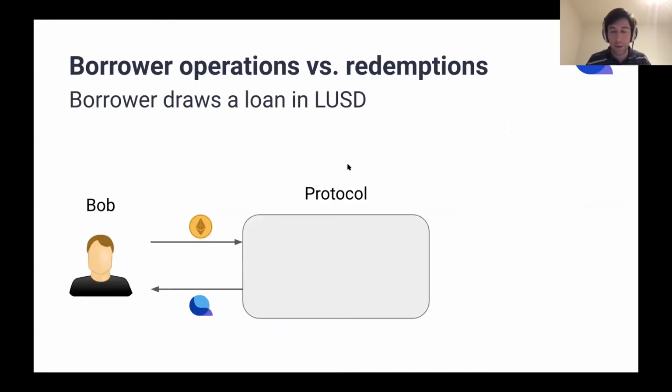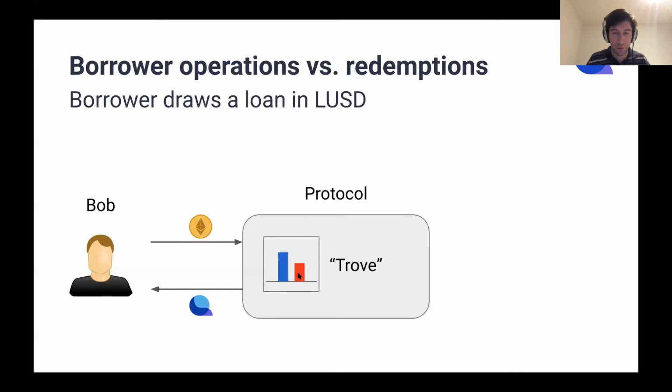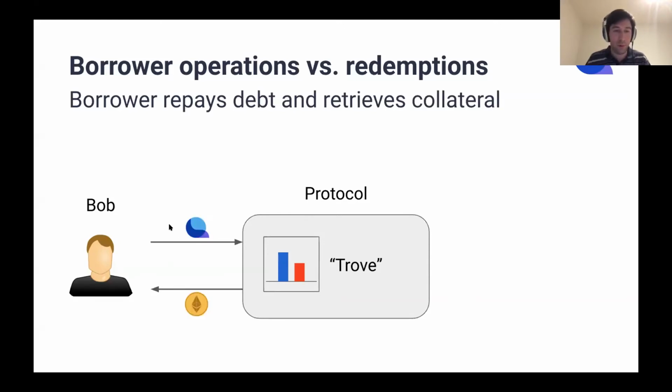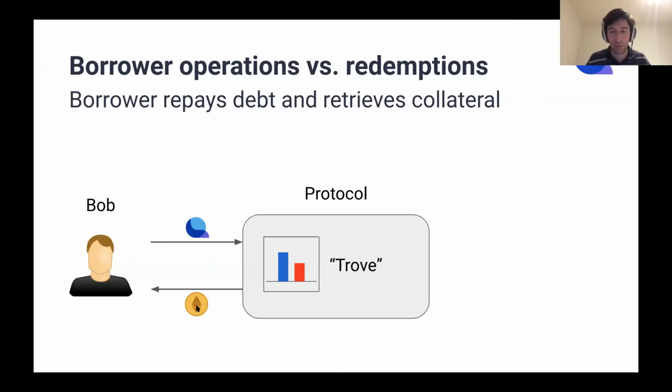Now, maybe just a very quick overview, to show it in a bit more step-by-step way. So we have Bob, who is a borrower. He opens a trove, we call the position a trove. So you have a collateral in blue and you have a debt in red, which should be lower than the collateral's value. And then later on, whenever he wants, Bob can repay and retrieve the collateral that he locked up.